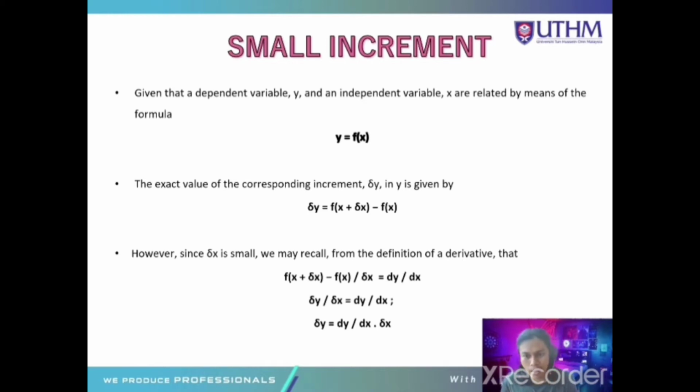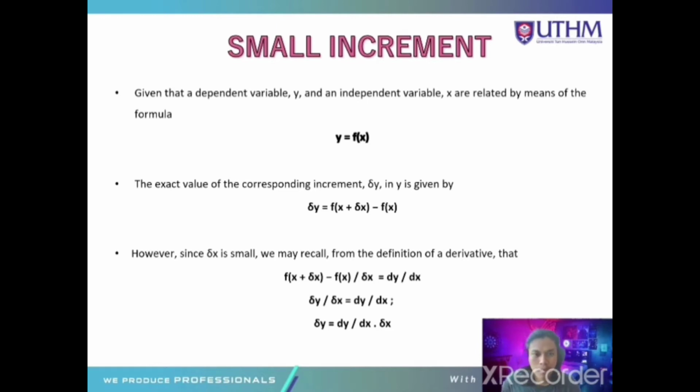Suppose that x is subject to a small increment, delta x. In the present context, we use the term increment to mean that delta x is positive when x is increased, but negative when x is decreased. The exact value of the corresponding increment delta y in y is given by this formula, that is delta y equals f(x plus delta x) minus f(x).